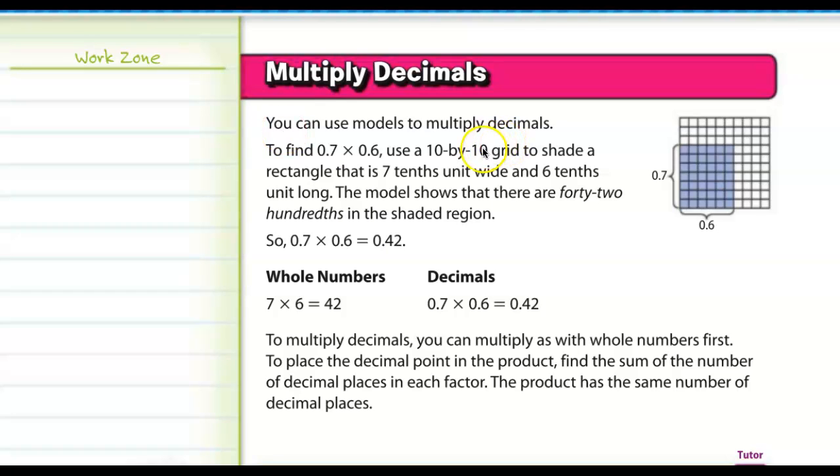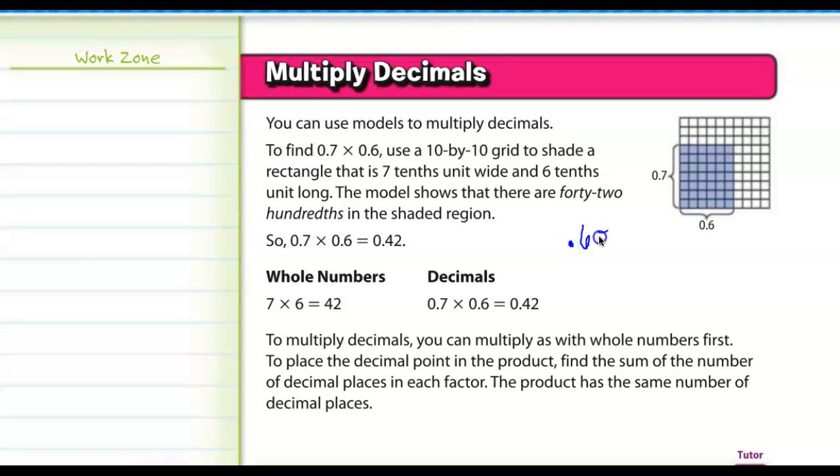This is page 106 in your math textbook, so please make sure you're there. We're going to start by showing a picture of what multiplying decimals looks like. This is 7/10 times 6/10, and if you shade in a grid, this picture is showing the actual product. But before we do that, let's talk about what 6/10 actually is.